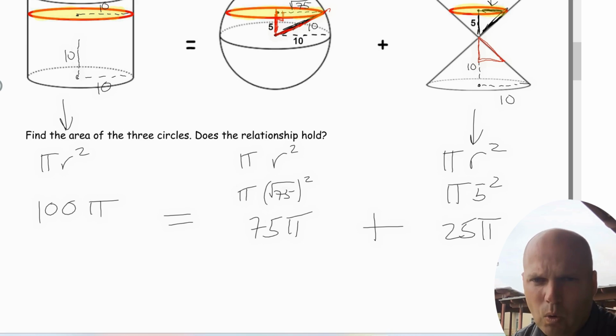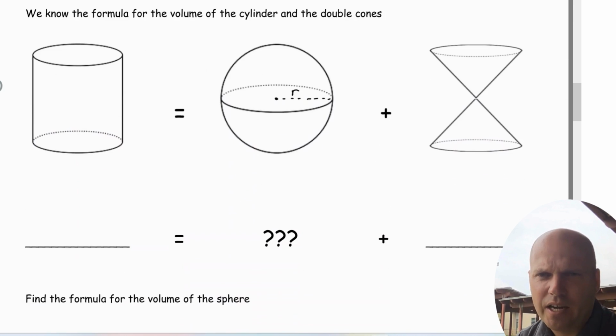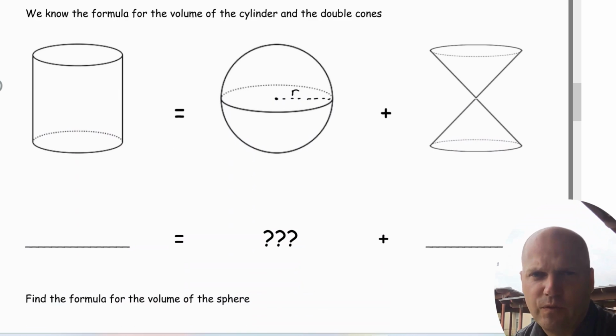Great. Well, this is what we're going to go with to find the formula for the volume of a sphere. We are going to start with the formula for the volume of this cylinder, and we'll have the volume of these two cones, and we'll then find the volume of a sphere.